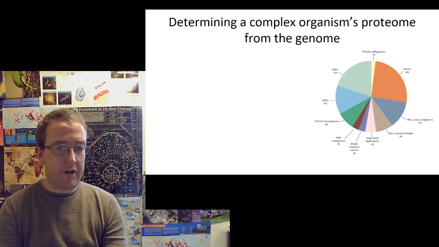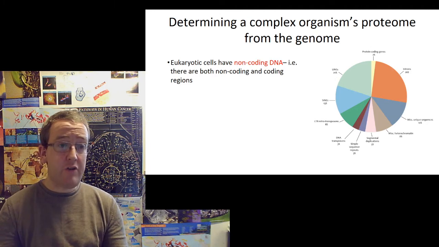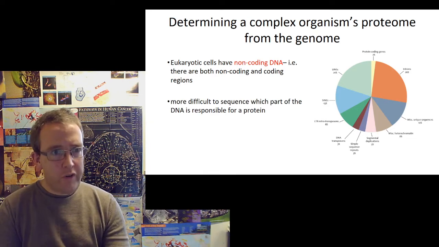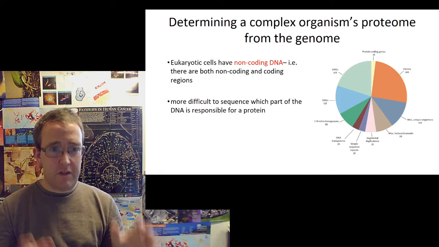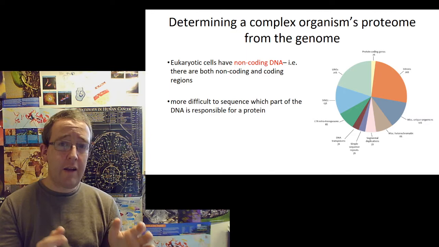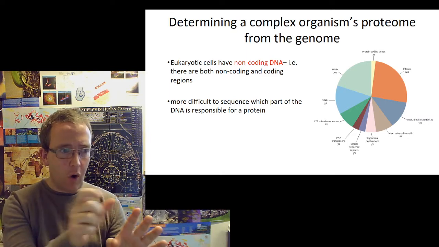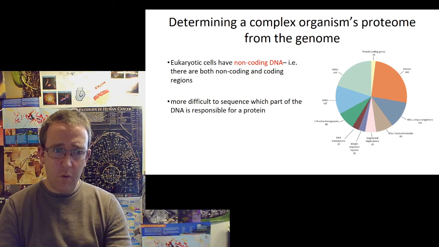For your purposes, we're going to skip straight into the idea that we have no non-coding DNA. You should know a bit about that already. Obviously, it's therefore more difficult to sequence which part of the DNA is responsible for the protein, because it's not so much looking for a needle in a haystack, it's looking for a needle in a haystack that's been cut up and has got bits of hay interspersed into the needle. So that's quite difficult.